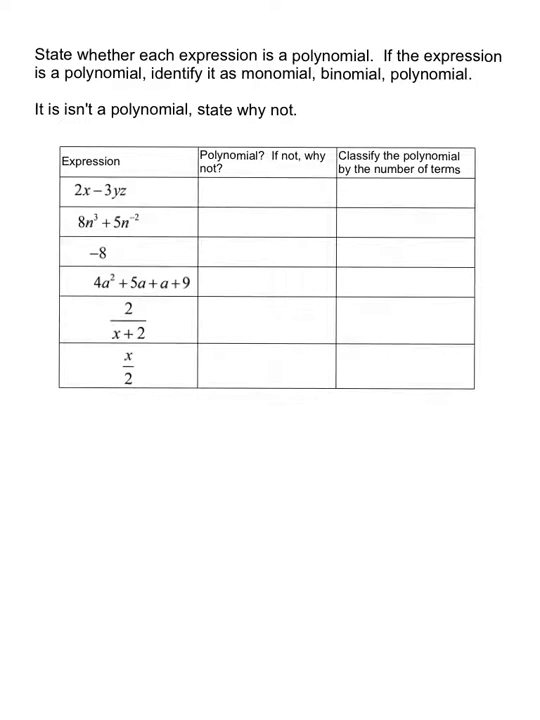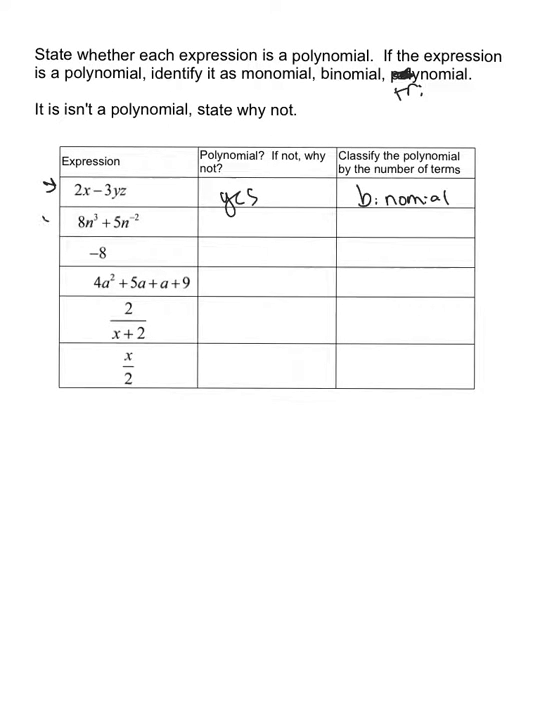State whether the expression is a polynomial. If it is a polynomial, state if it's a monomial, binomial, or trinomial. If it isn't a polynomial, state why not. All right, so let's look at the first one. What do you think? Yes, it is a polynomial. Does it have a special name? Yes, it does. There are 2 terms.